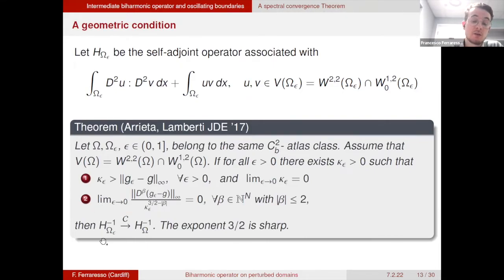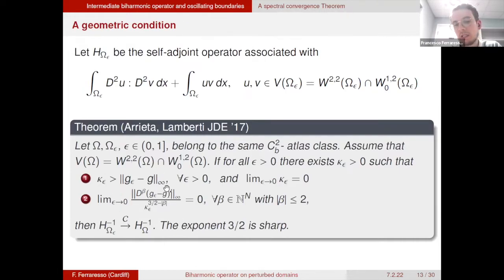So the resolvent operator associated with the problem in omega epsilon will converge to the resolvent operator of the problem in omega. And the boundary condition is preserved because both satisfy intermediate boundary conditions. And the exponent 3s that you see here at the denominator is actually sharp. So let me comment a little bit on these two conditions.